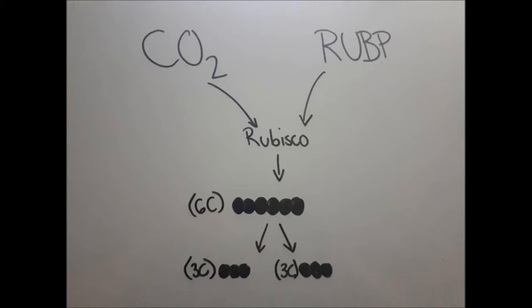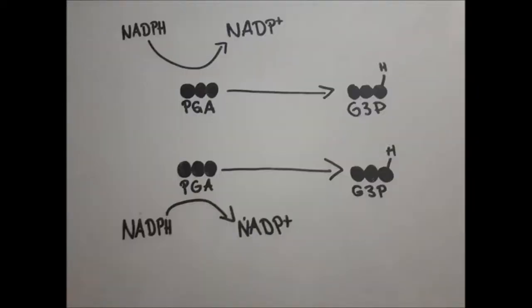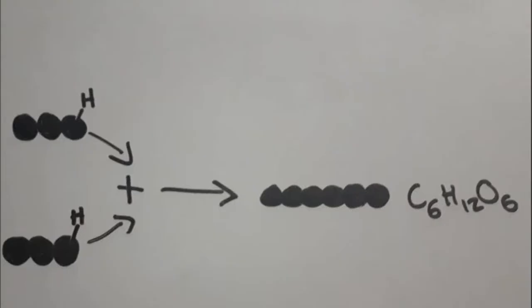This 6 carbon molecule is quickly split into two shorter chains that contain 3 carbons each. These are called phosphoglycerates, or PGAs for short. Taking 2 PGAs and using energy from ATP, the cycle bonds a hydrogen from NADPH to each of the PGAs, which we would now call glyceraldehyde 3-phosphate, or G3P for short.